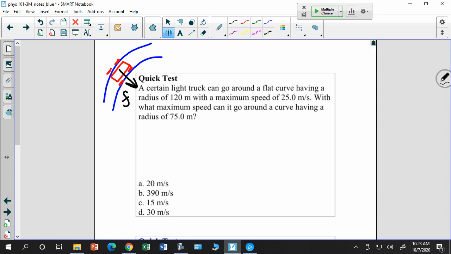You'll see similar problems to this in the old test and even in the homework, so you should go back and work them. But let's just first consider this situation where I have 120 meters radius with a speed of 25 meters per second. I know that the frictional force is my centripetal force. And so that frictional force is going to be equal to mass times acceleration, or mv squared over r. Further, I know that the frictional force is mu times the normal force, and the normal force is m times g.